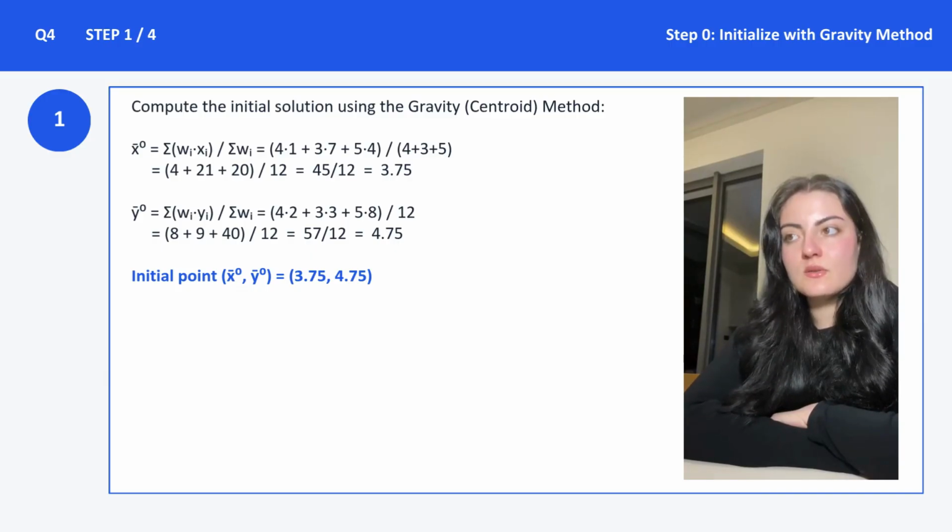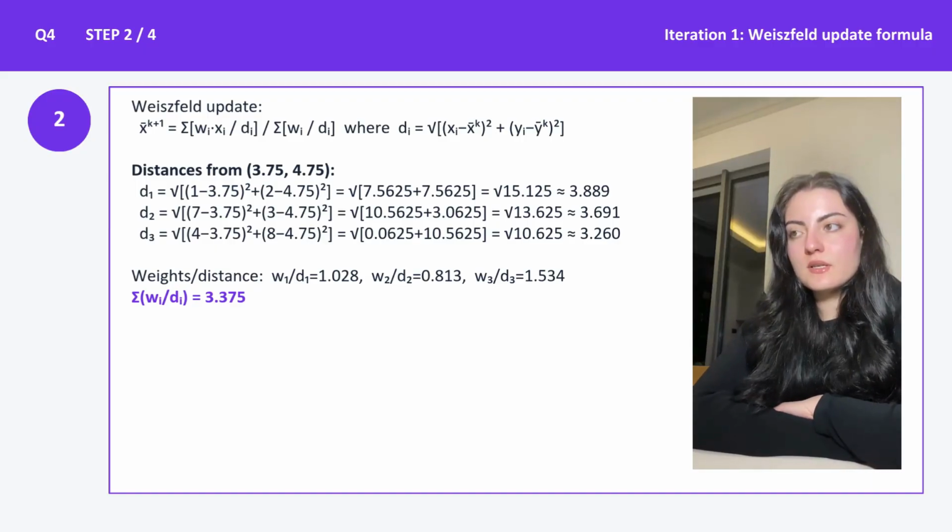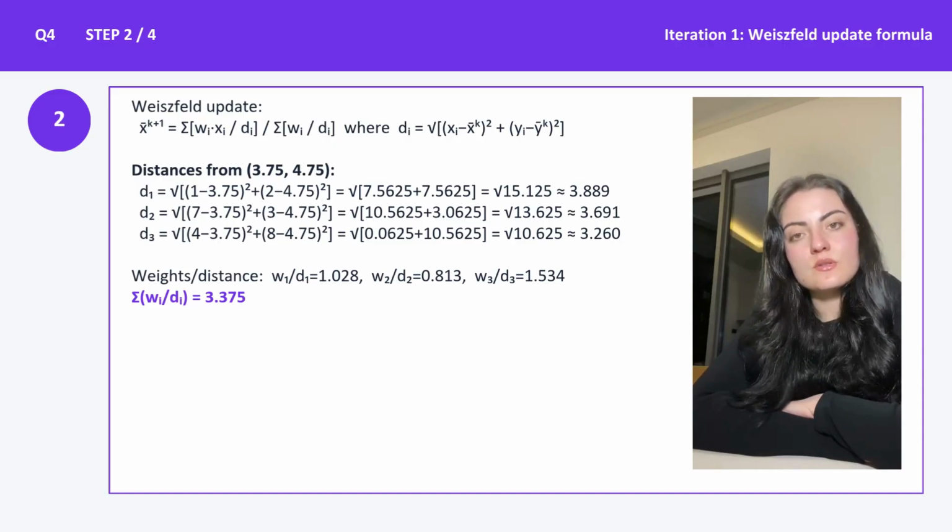This is our starting solution, also called iteration number 0. It is not yet the final Euclidean minisum solution, but it is a good first estimate before applying the Weiszfeld updates. Now the Weiszfeld formula is applied. At this stage, we calculate the distance from the current point to each facility and then use those distances in the update expressions. The idea is that the next point depends on both the weights and distances, so the method gradually adjusts the location towards the optimum.